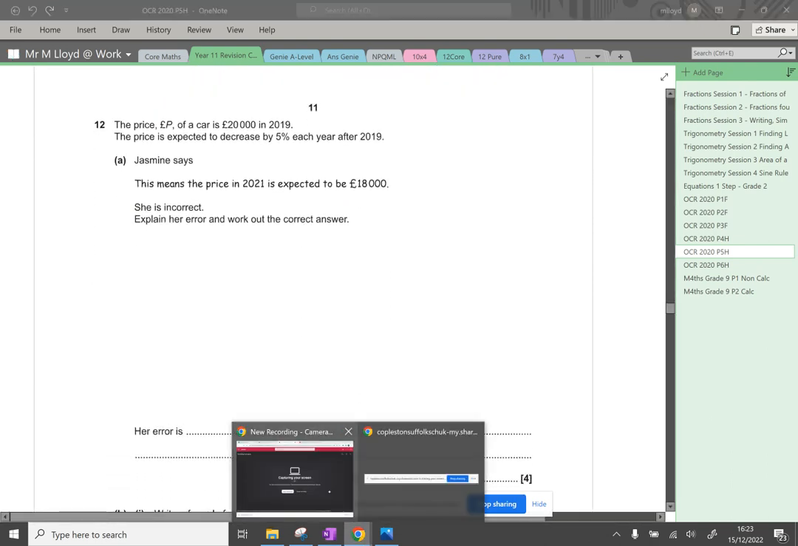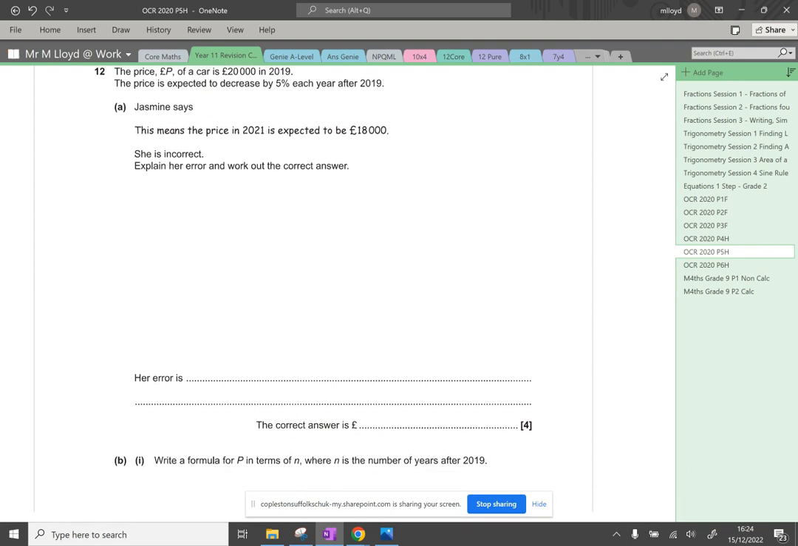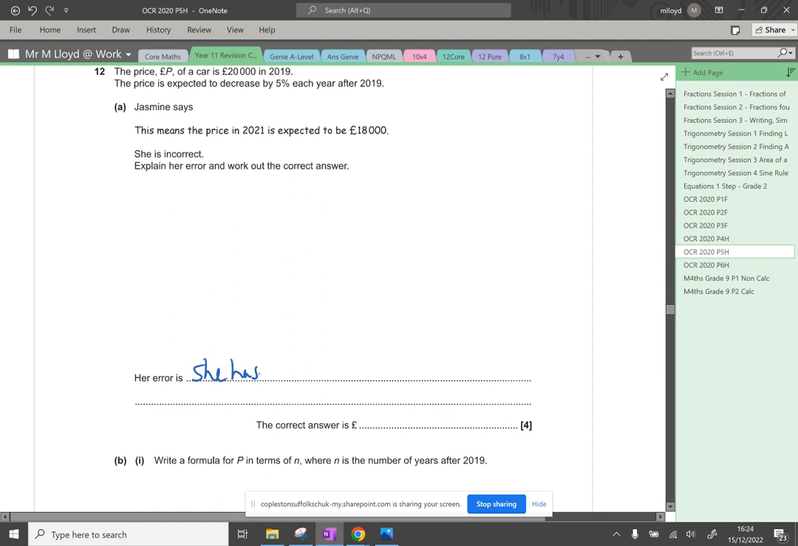Quick time check. 5 minutes to go. The price, P, of a car is 20,000 in 2019. The price is expected to decrease by 5% each year after 2019. Jasmine says this means the price is expected to be 18,000 in 2021. That's 2 years. No. Okay. Her error is she has used simple interest and not compound.